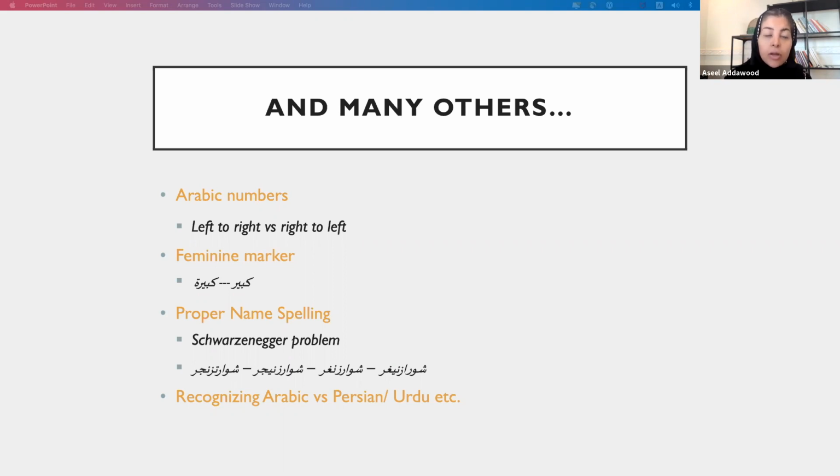Lastly is recognizing Arabic versus other languages that are using the same Arabic letters. For example, Persian or Urdu. These are actually other languages, but they are using the same letters that we use in Arabic. So how can I differentiate between these wordings? That's also another issue we have while dealing with the Arabic language: recognizing Arabic from different languages.